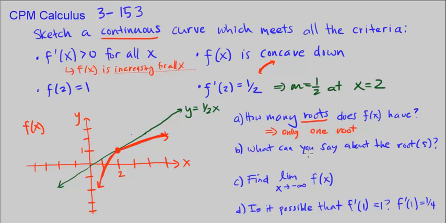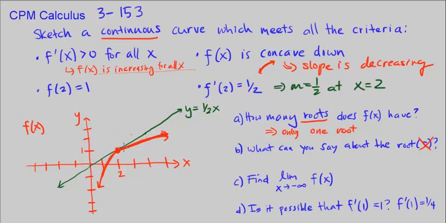What can you say about the roots? So it only has one root, so let's cross out that s. What can you say about the root? Well, due to the fact that we know the slope here is 1/2, and what is happening to the slope of our function? Because it's increasing and concave down, we know that the slope is also decreasing. So the slope is decreasing means that here at 2 it's 1/2.